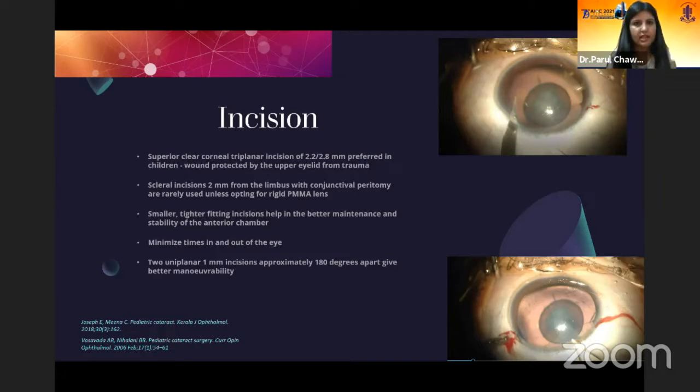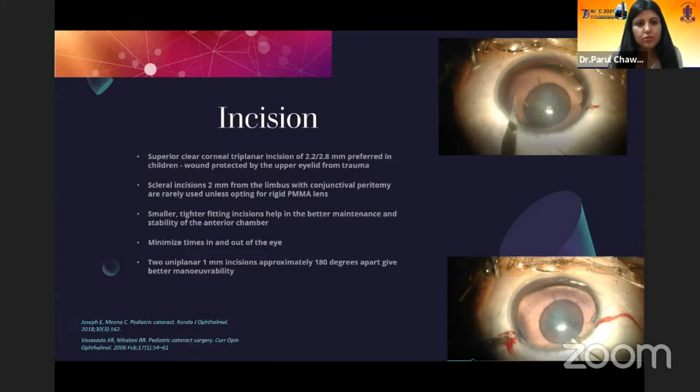So to give more detail about these steps, a superior clear corneal triplanar incision of 2.8 mm is preferred in children. Why is a superior incision preferred? Because the wound is protected by the upper eyelid from trauma. Scleral incisions 2 mm away from the limbus with conjunctival peritomy are rarely used these days unless operating for rigid PMMA lenses. Smaller, tighter fitting incisions help in better maintenance and stability of the anterior chamber.